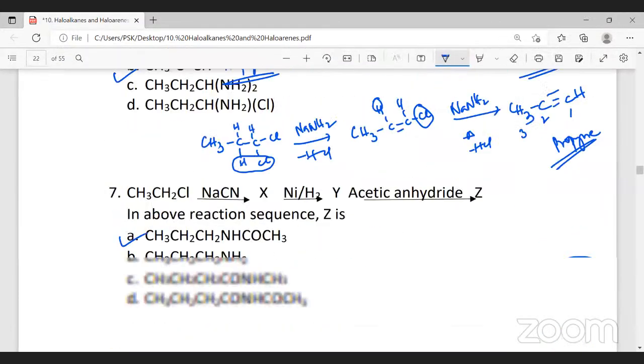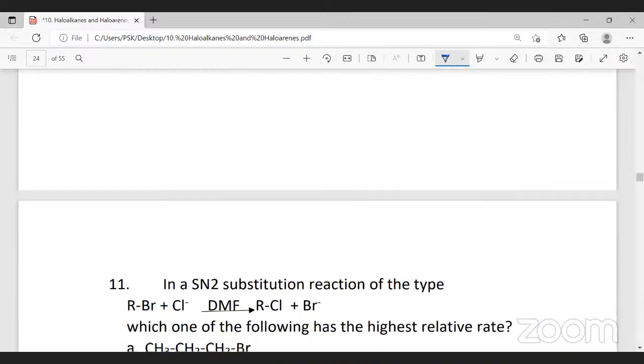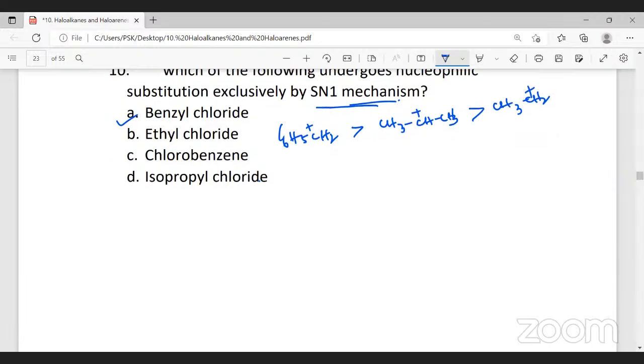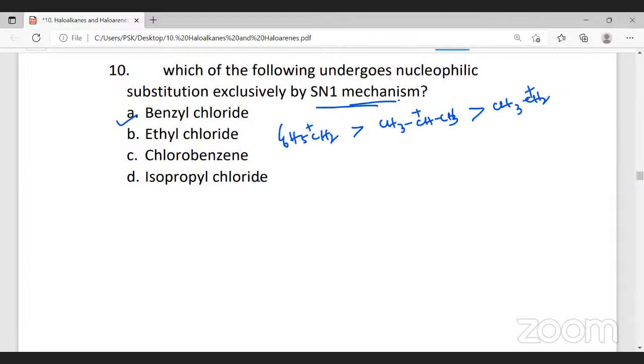I'm looking for space to write the mechanisms. I think I should be in a position to write here. I'll write here only. Now the mechanisms we're going to learn are called the SN1 mechanism and the SN2 mechanism. Now what are the SN1 and SN2 mechanisms?